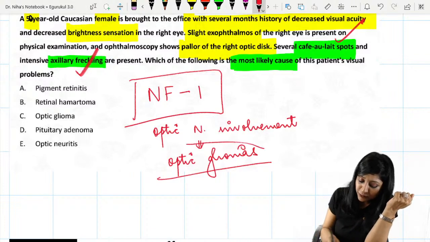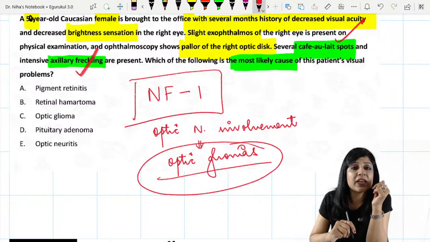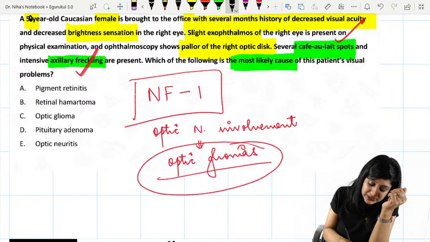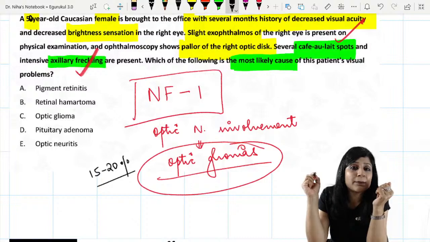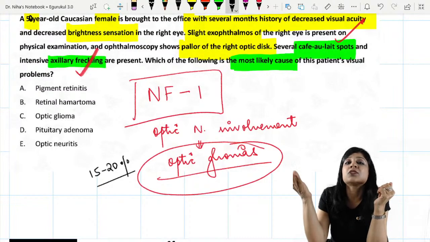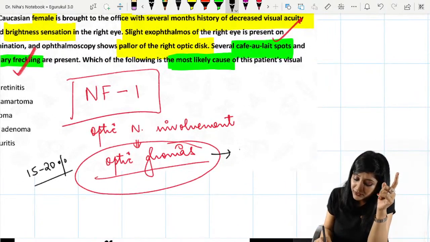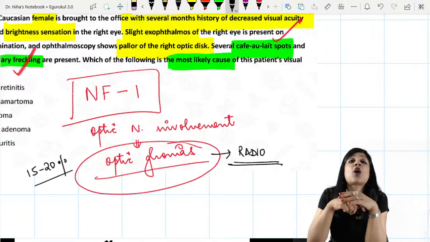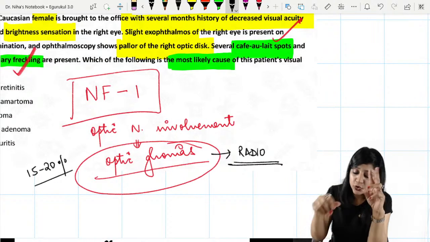First of all, can you tell me how many patients will get optic gliomas if they are having neurofibromatosis? It is actually 15 to 20%. So 15 to 20% of the patients who are having neurofibromatosis 1 can get these optic nerve gliomas. Now if you get the integration with the radiology, what is the appearance on the radiological scan? What is the appearance that you get in cases of optic nerve gliomas?